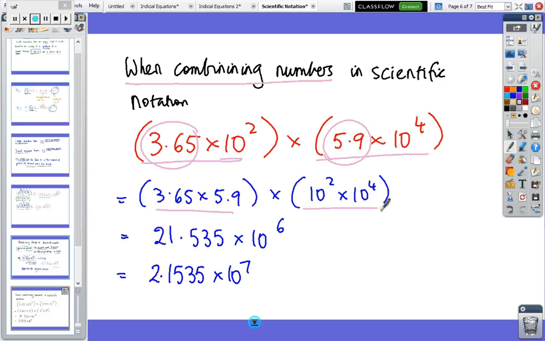Now, this part's the easy one. When multiplying the powers of ten, we don't multiply, we add. So 2 plus 4 is 6. But when I multiply those numbers, I get a number that's bigger than 10. So that means that the decimal place has to go back 1 again. So I've got a number between 1 and 10, and so I've gone back 1, so I've got to add 1 to get back to the same spot.